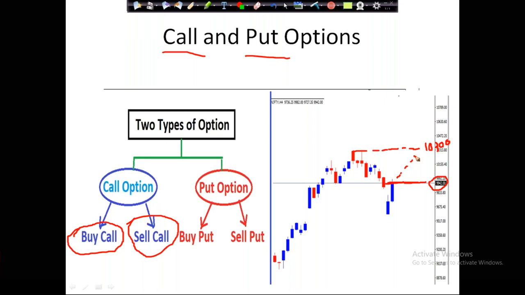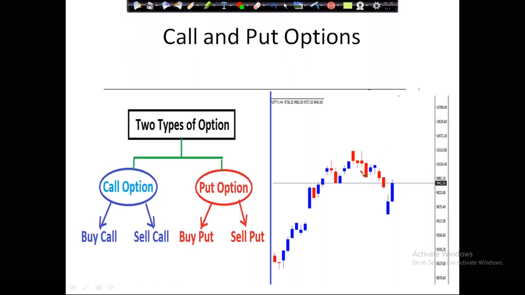We are buying call. We go up to this level. So here we are buying call, thinking, hey, price will drop from this area. So at that time, we are selling call. We are thinking that price will drop to 9,000.